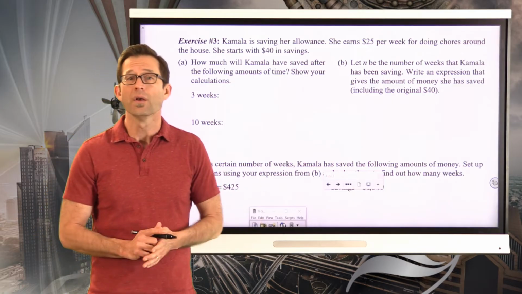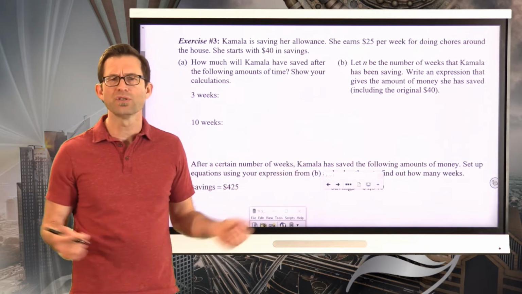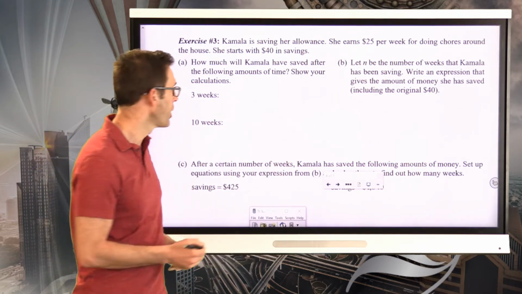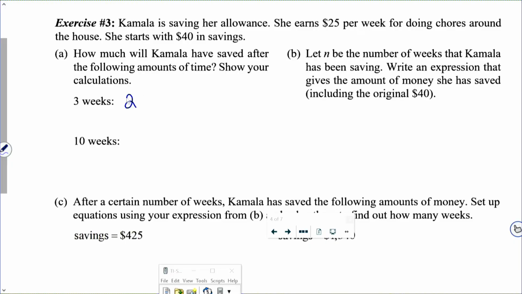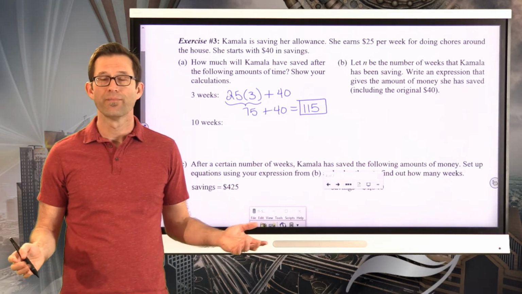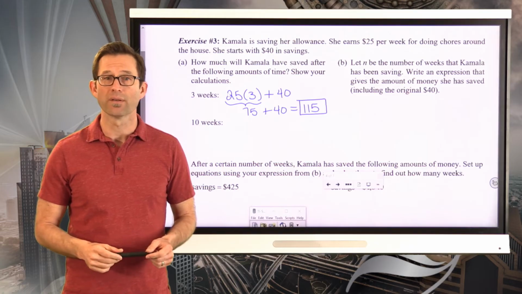This is pretty easy, right? So if I just ask you, how much did she save after 3 weeks? Well, we were told that she earns $25 per week, so I might do something like 25 times 3, right? Of course, that would give me $75. But then I can't forget to add in that initial $40 of savings that she has. And so after 3 weeks, she's saved $115. All right, again, not difficult. Why don't you go ahead and do it for 10 weeks?